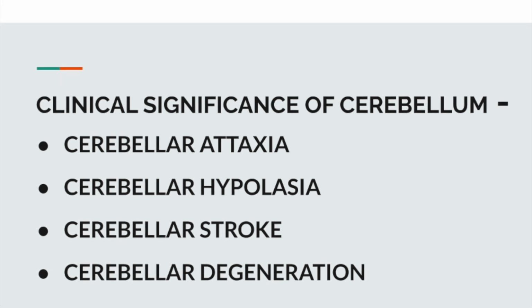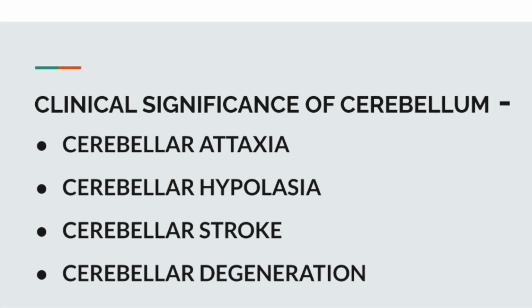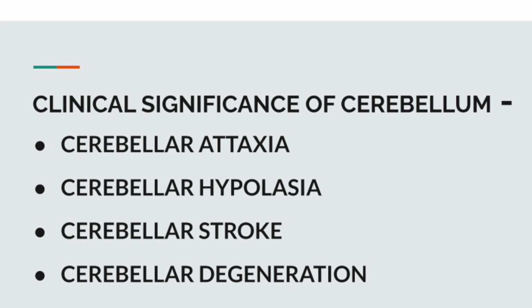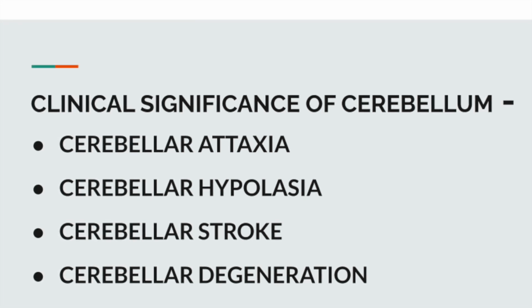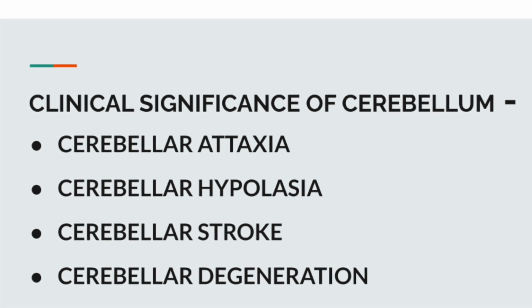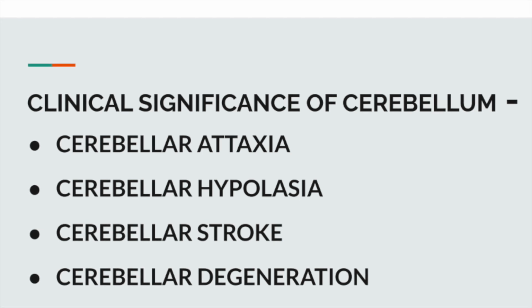Next is cerebellar hypoplasia. This condition involves underdevelopment of the cerebellum, leading to motor delays, balance problems, and developmental disabilities. Cerebellar hypoplasia can occur due to genetic mutations, prenatal infections, or exposure to toxins during pregnancy.